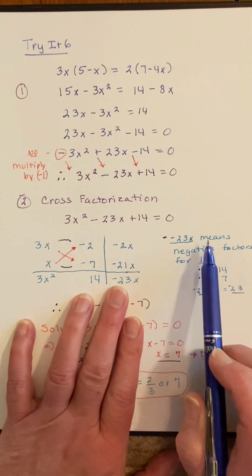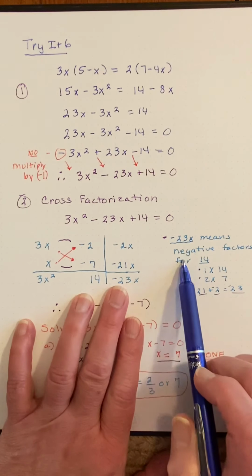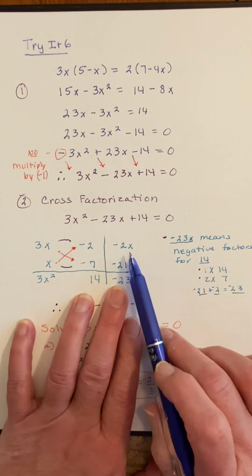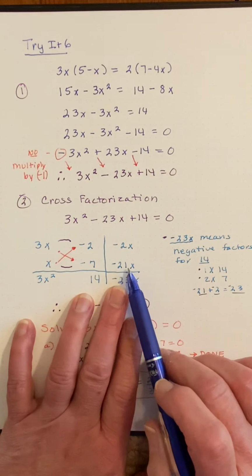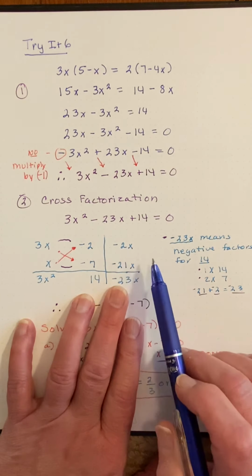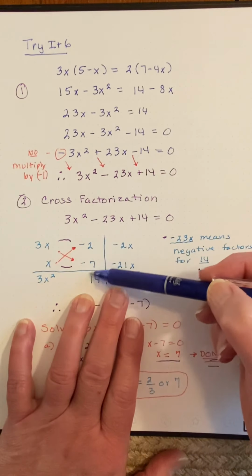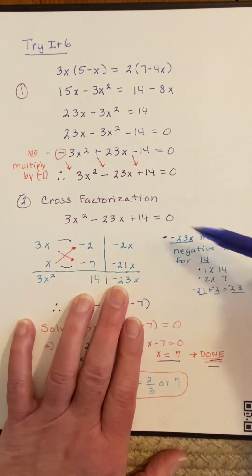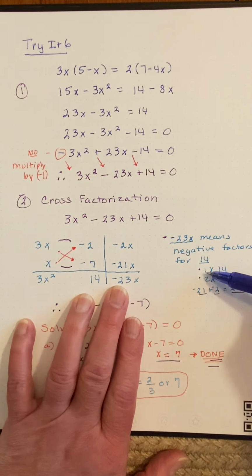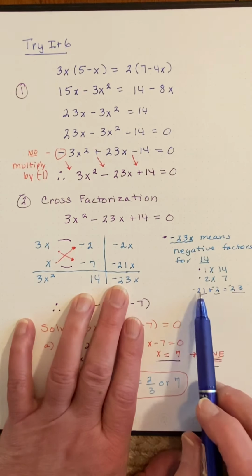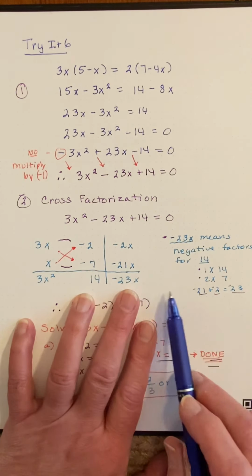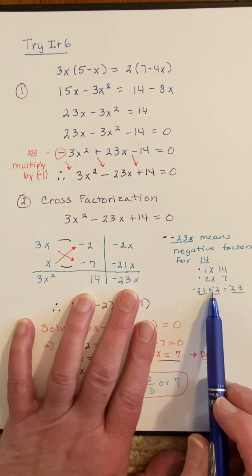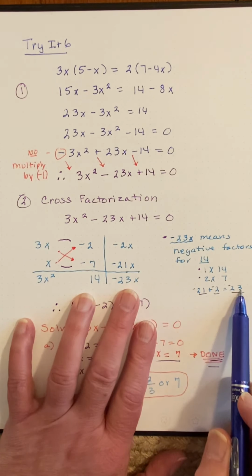Negative 23x means I need negative factors because I add them. I need negative factors, or at least the negative has to be higher than the positive. And I need negative factors for a positive 14 because two negatives make a positive. So I have all that going through my mind. So my factors for 14 are 1 and 14 and 2 and 7. However, they both have to be negative. So working it out in my head, I think, well, to get to 23, I need a negative 21 plus a negative 2. That makes a negative 23.